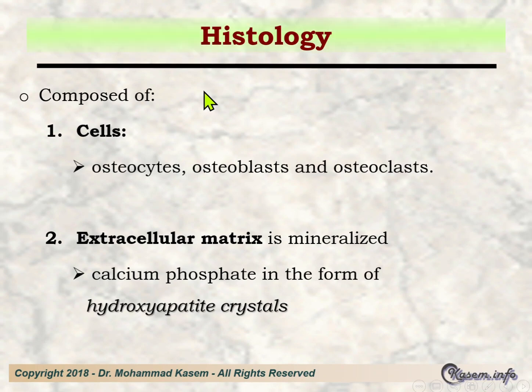We know that bone is one of the connective tissue types, which is composed of cells and extracellular matrix, like all other types of connective tissues. The cells of bone are osteocytes, osteoblasts, and osteoclasts. The extracellular matrix is mineralized and consists of calcium phosphate in the form of hydroxyapatite crystals.